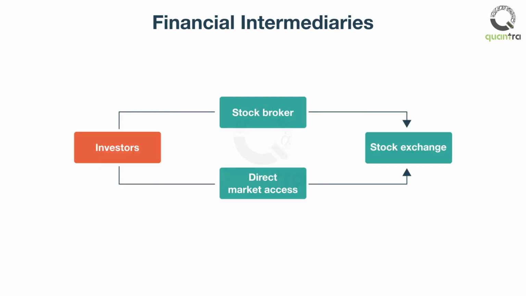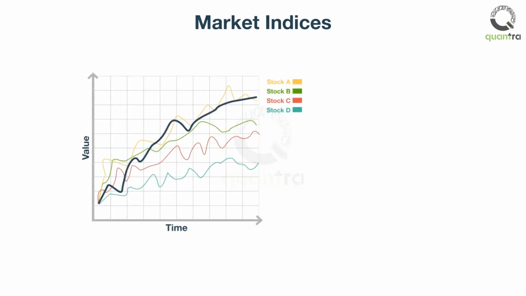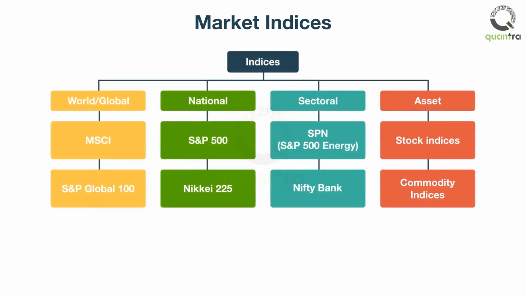We discussed how you can access financial markets via a broker or DMA, how trades happen on exchanges, and facilities provided by exchanges. Additionally, you learned the role of central security depositories and the regulators who regulate financial markets. You learned about market indices, their usage and applications. Also, their types and examples were discussed.